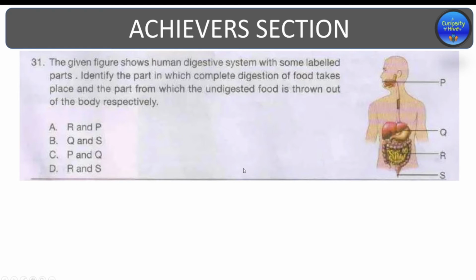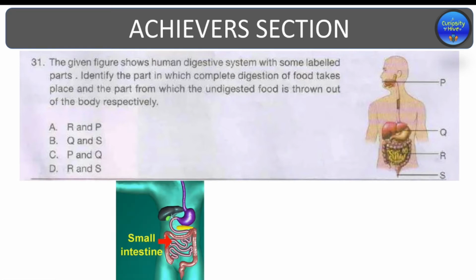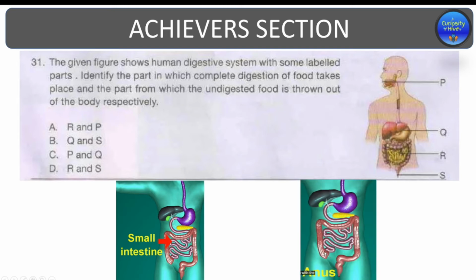Well, let's look at our digestive system. It is the small intestine where, with the help of the digestive juices and enzymes, the food is broken down into smaller pieces or molecules and then absorbed as it moves through the small intestine. And then the undigested food, as it moves through the large intestine, forms fecal matter and comes out of our body from the anus. So these are the parts R and S, hence our right answer is option D.